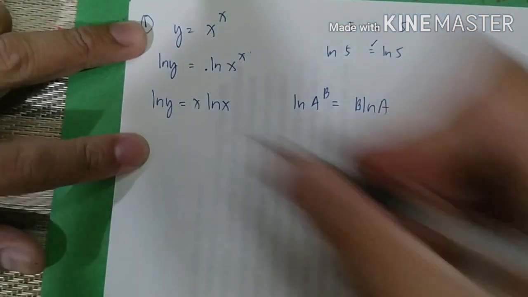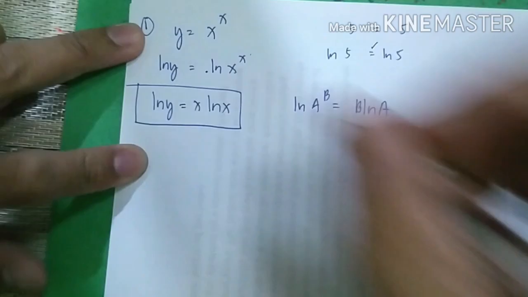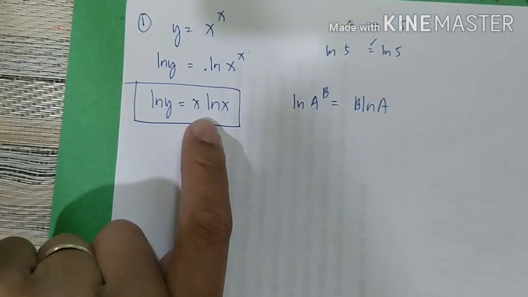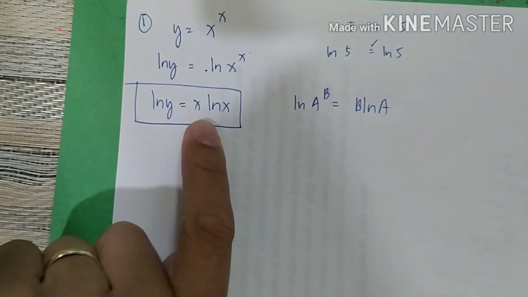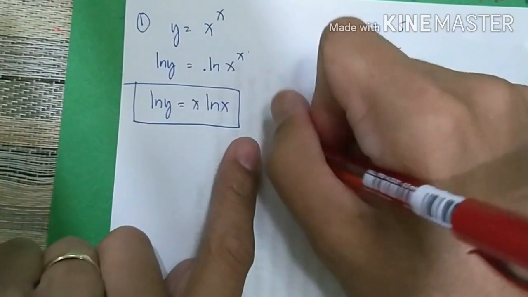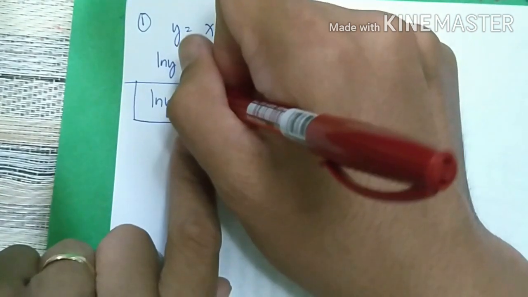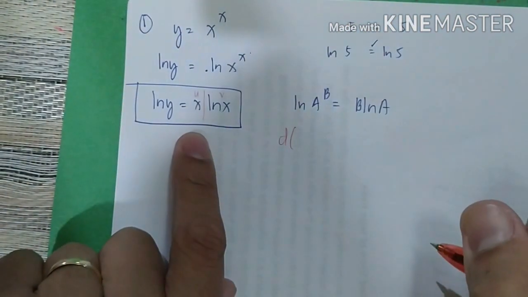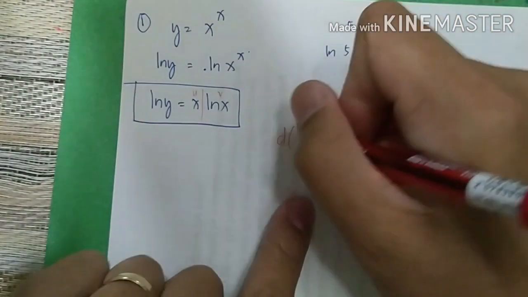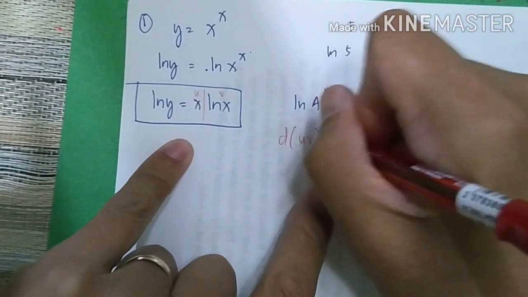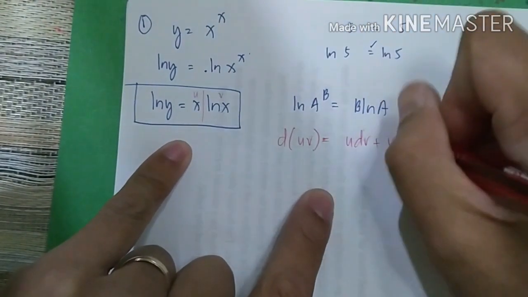So, now, pwede na tayong mag-differentiate. So, how are we going to differentiate? Ang gagamitin lang natin ng mga formula ay derivative ng product. Siyempre, product ito. So, this is u, this is v. So, that's a product of u and v. That's u dv plus v du.